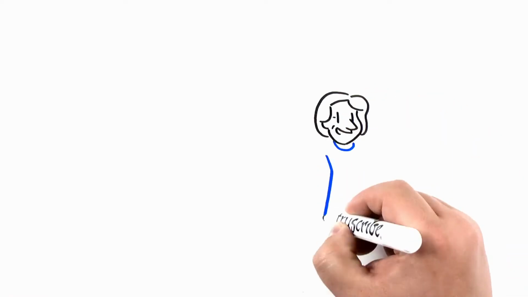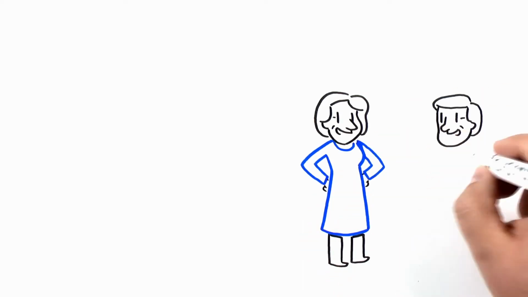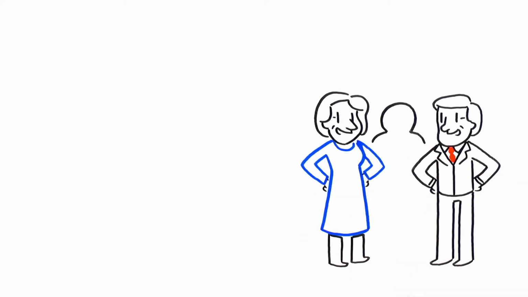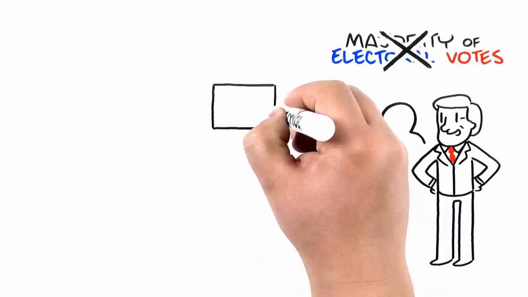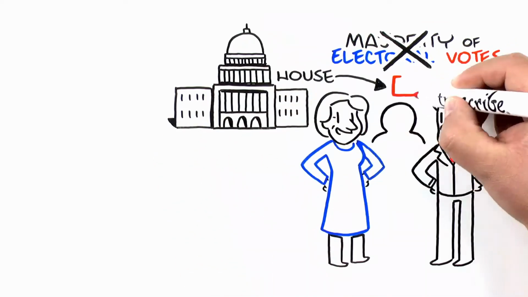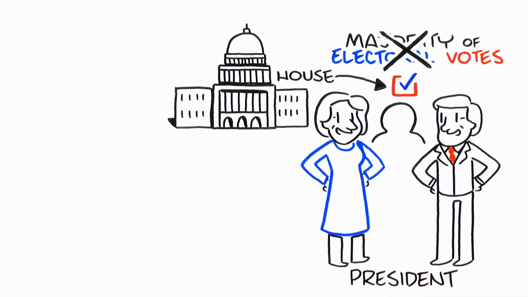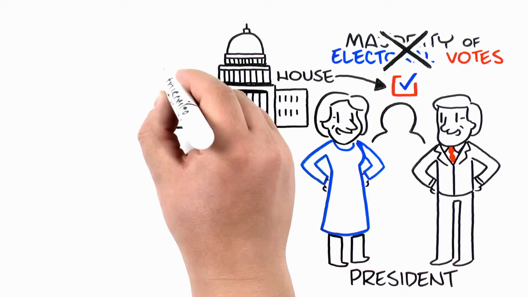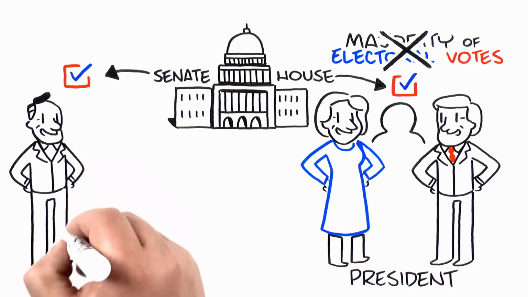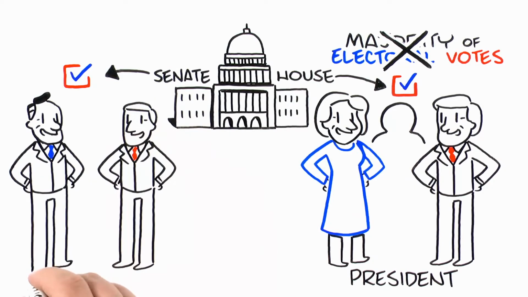What happens if there is a tie, or no candidate receives a majority of the Electoral College? If no candidate receives a majority of electoral votes, the House of Representatives elects the president from the 3 presidential candidates who received the most electoral votes. Each state delegation has 1 vote. The Senate would elect the vice president, and each senator would cast 1 vote for vice president.